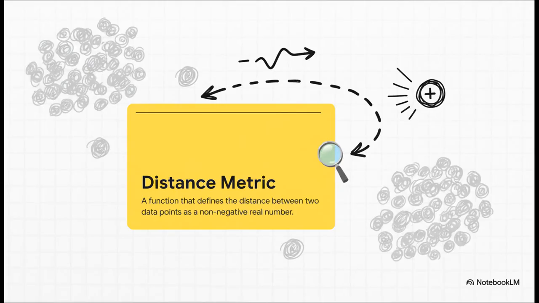To put some real numbers behind that idea of closeness, we need something called a distance metric. You can just think of it as a ruler. It's a mathematical rule that takes any two points from our data and just spits out a single positive number that tells us exactly how far apart they are. This is the bedrock of pretty much every clustering algorithm out there.